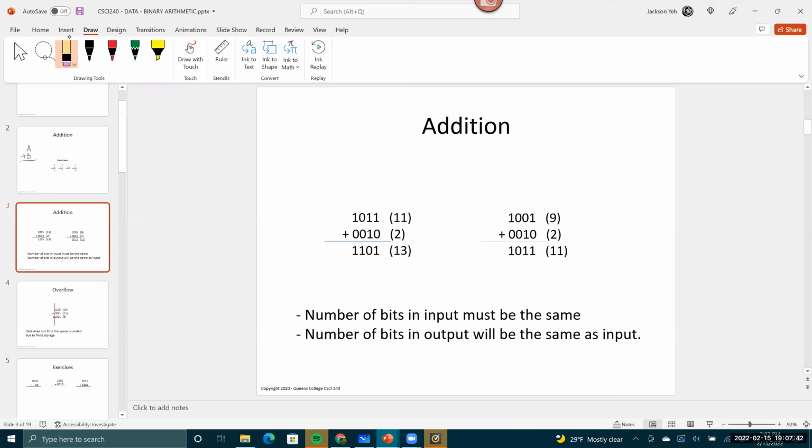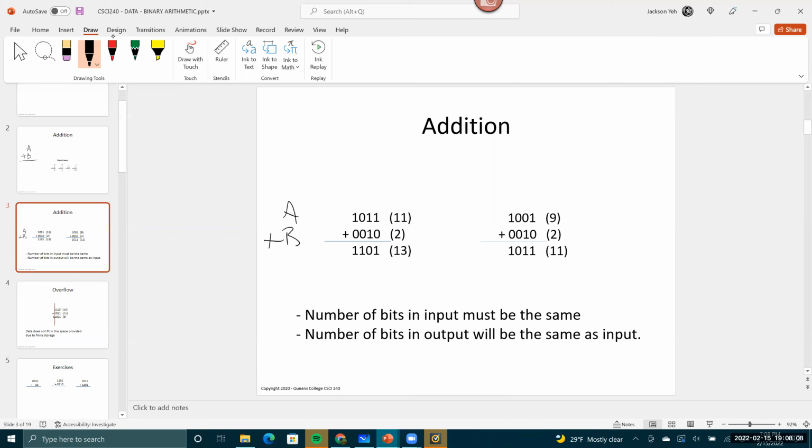Because of the way that computers do math, there are some requirements built in. The first is that the number of bits in the input must be the same. What does that mean? That means A plus B: if A is 4 bits, B has to be 4 bits because it adds things based on pairs. So that's a requirement: the input sizes have to be the same.